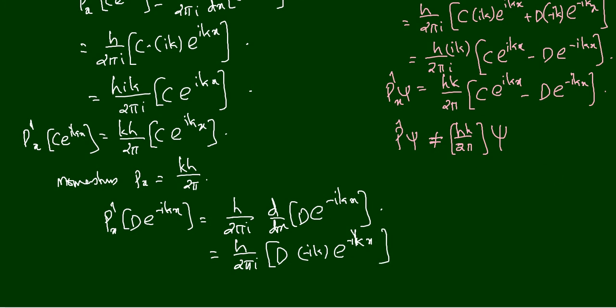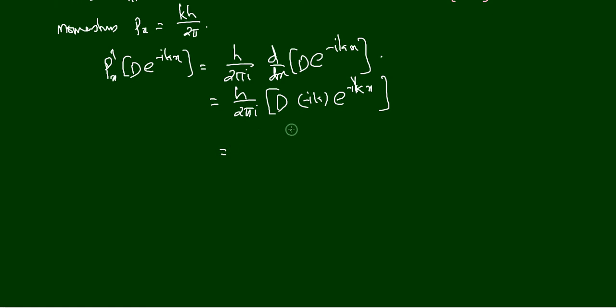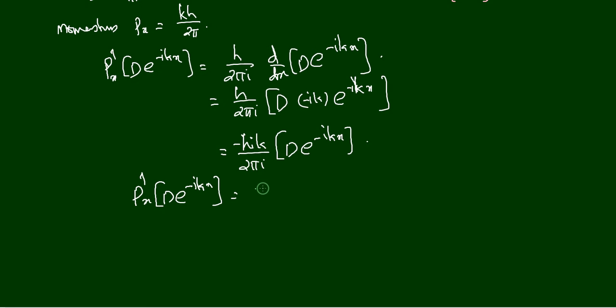So I can write it like h minus h ik divided by 2 pi i ψ, e raised to minus ikx, or I can write px cap into ψ, e raised to minus ikx, is equal to minus kh divided by 2 pi into ψ, e raised to minus ikx. So that is also an eigenvalue equation, right? Here we have the momentum operator, so whatever we are getting here is the momentum value.